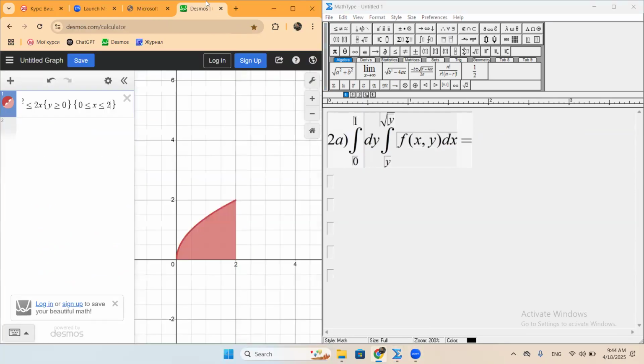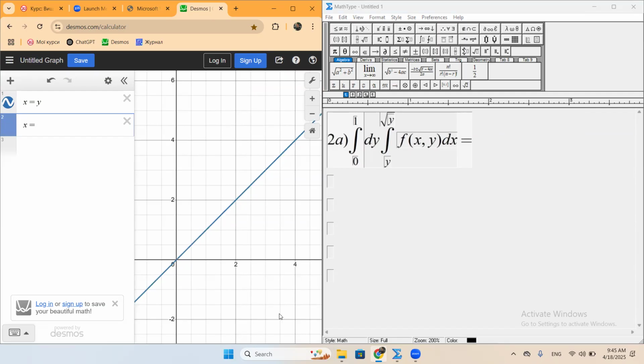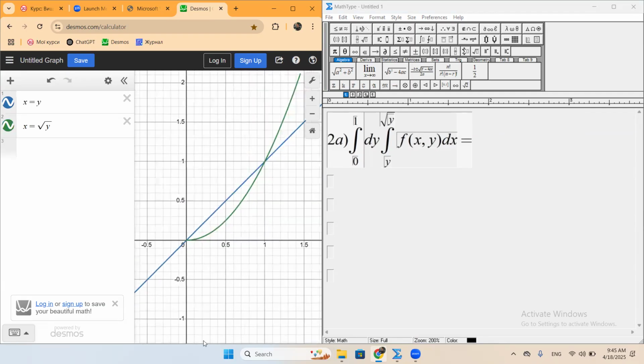So first of all, it's a good idea to plot the graph of this region. So x equals y, and x equals square root of y. So we have such a segment. So y changes from 0 to 1. And also x changes from y to square root of y. So we have such region.